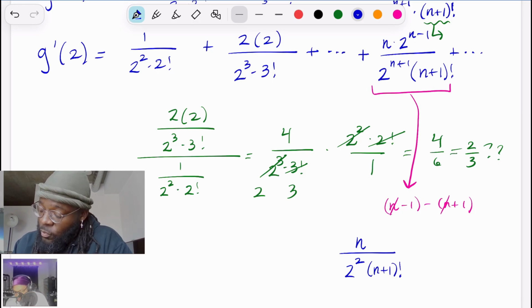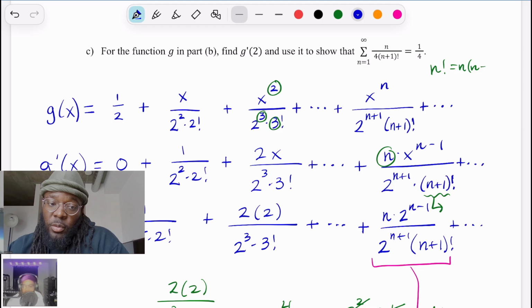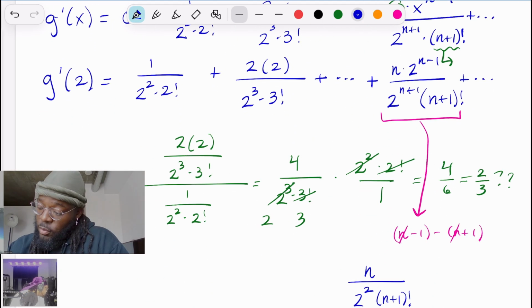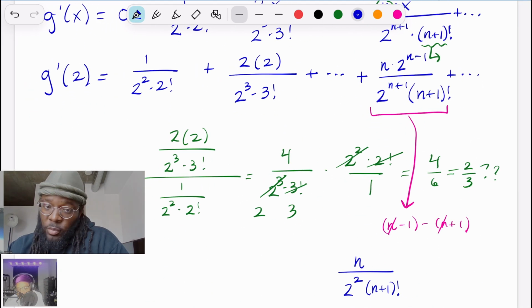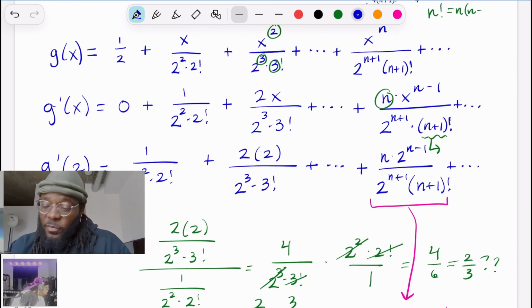Nice. Okay, so then the question is, how do we find the sum? That's the general term. So is that g prime of 2? Yeah, n over 2 squared times n plus 1 factorial. Oh, bet. So, okay, I thought it was asking for a numerical value for g prime of 2. Nope, they left it like that.